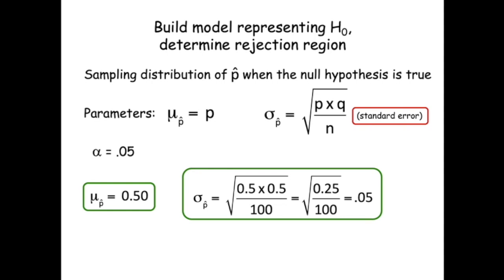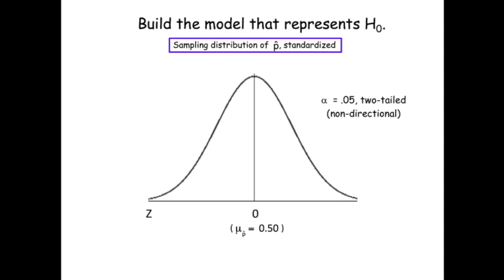Plugging in our values for p and q, and the sample size of 100, we get a mean of 0.5 and a standard error of 0.05. Assuming that we have sufficient sample size, the model follows a normal distribution. We'll get one value for p hat from our sample, and then locate it on this distribution.